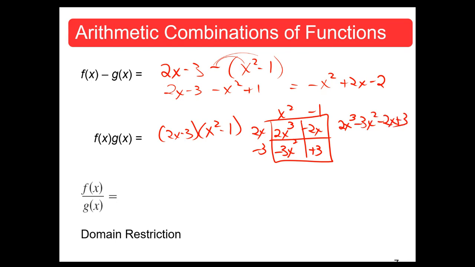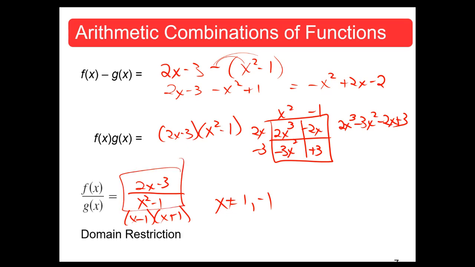And lastly, we're going to take 2x minus 3 and divide it by x squared minus 1. We could factor this out, and we need to do that because we have a domain restriction. Remember that anything in the denominator that is equal to 0 would be undefined. So if I factor this, I can see that x cannot be 1 or negative 1. So we need to keep that in mind. And I can't reduce this at all. So that would be my final answer. I would just leave it in this format.